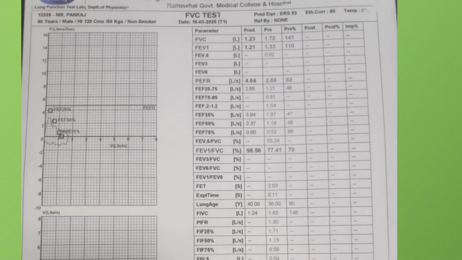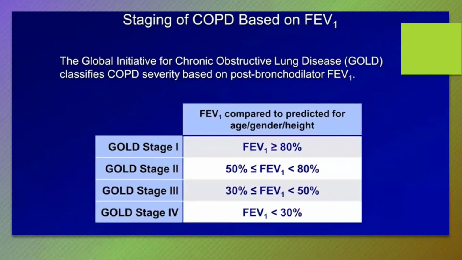In case of FEV1 it is 110% of the predicted value, and the FEV1/FVC ratio is 79% of the predicted value. So we know that if the FEV1/FVC ratio is more than 70% of the normal value, then it is okay. So the patient has a normal pulmonary function test.